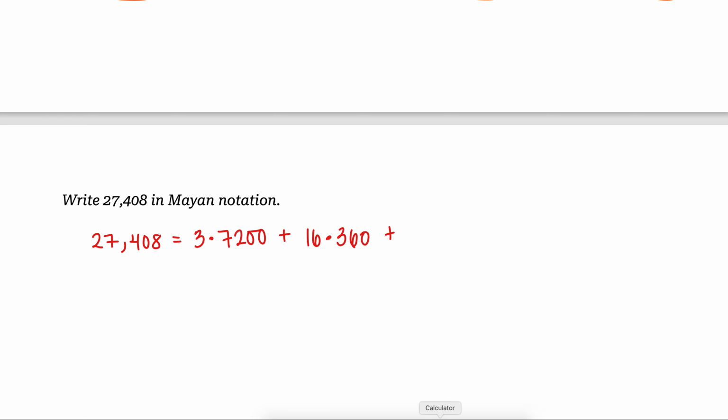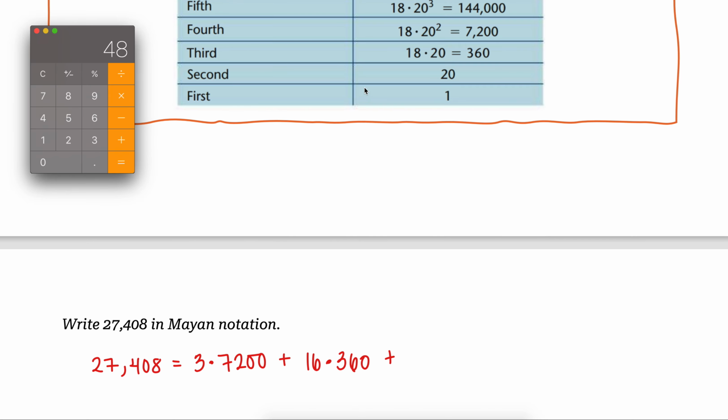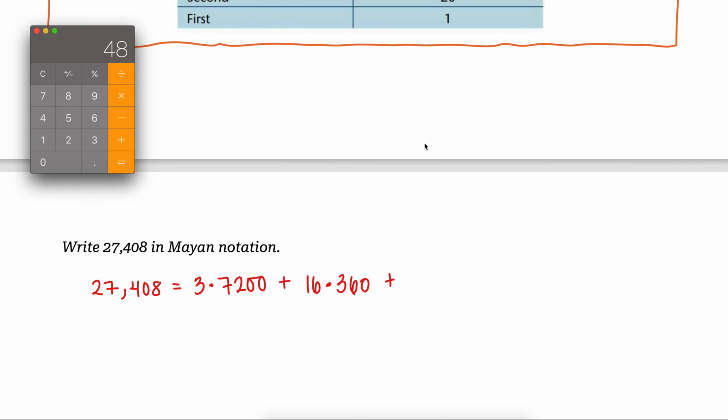Okay, I'll go back to my calculator now. So I have 16 360s. It's 5,760. And I'm going to subtract that from 5,808, what I started with. And that leaves 48. Things are much simpler now. If you look back up here, the next lower place value is the 20s place. This one you can do in your head. And from 48, there's 2 20s. And then there's going to be 8 ones.